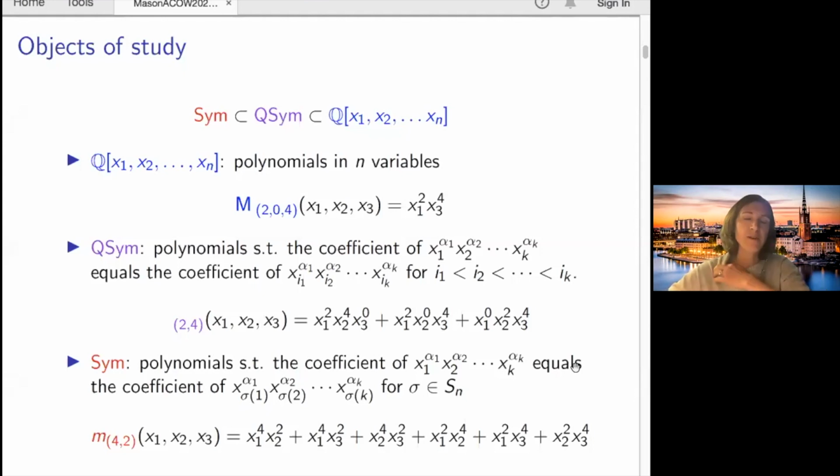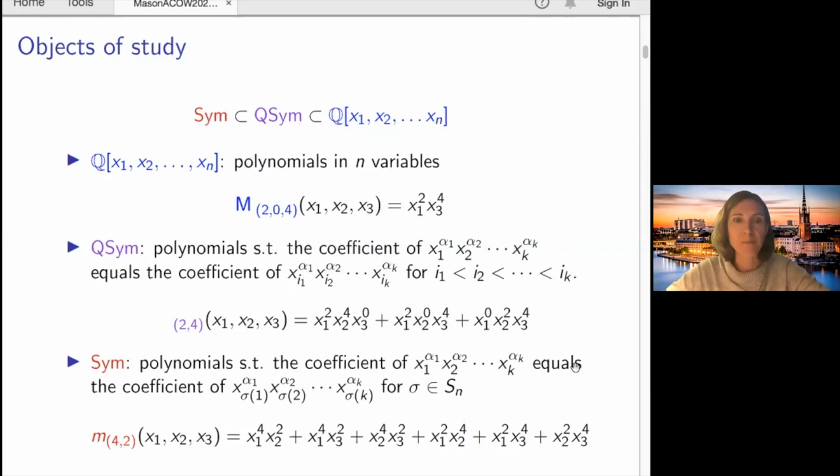Then inside the polynomial ring sit the quasi-symmetric polynomials. And these are polynomials that are shift invariant in the sense that if you write down all the exponents of one of your monomials, including the zero exponents, so if one of the variables doesn't appear, you give it exponent 0, then all of the monomials that you can obtain by shifting around your zeros must also appear in the polynomial.